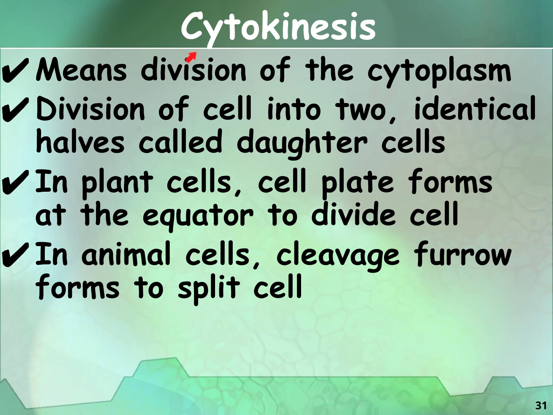Finally, we have cytokinesis, which means the cytoplasm is going to divide. Our cell is going to divide into two identical halves called daughter cells. If it's a plant cell, we have a cell plate that forms. If it's an animal cell, then we have a cleavage furrow that forms to split the cell.